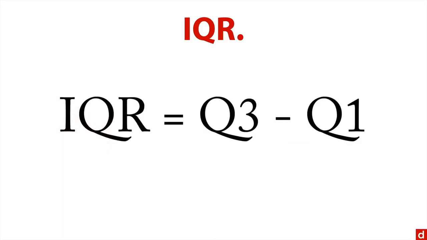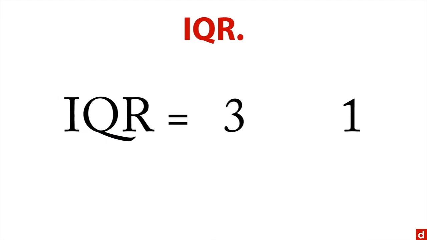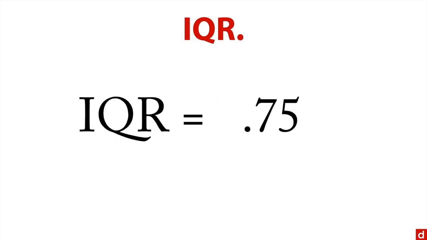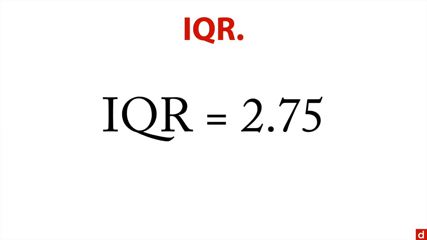If you want to write it out, you can do it like this. The interquartile range is equal to Q3 minus Q1. And in our particular case, that's 3.75 minus 1. And that, of course, is equal to just 2.75. And there you have it.